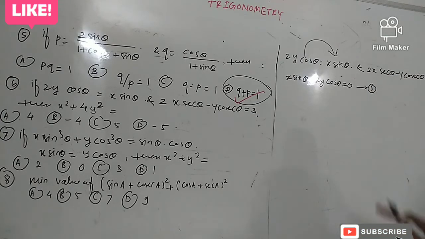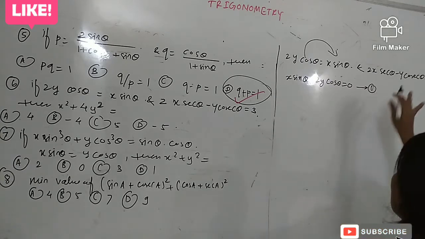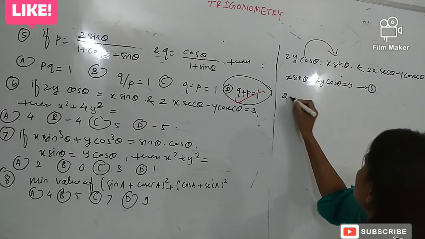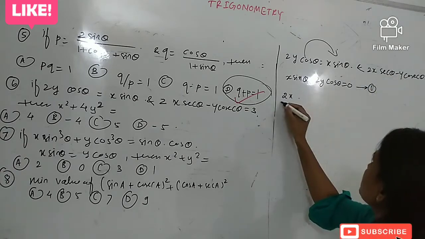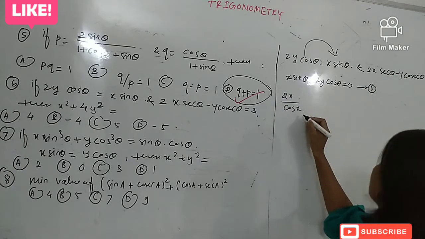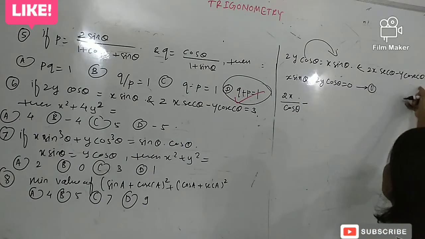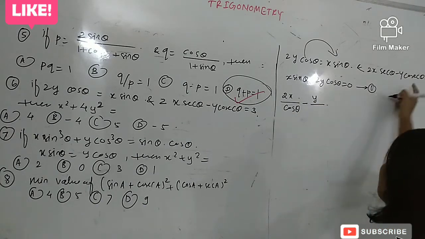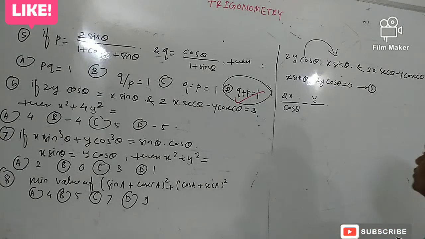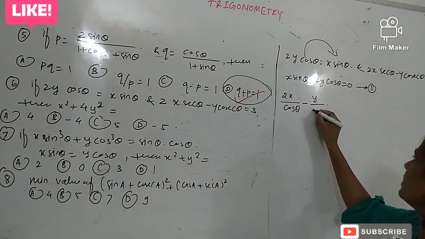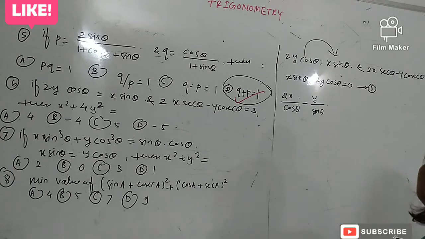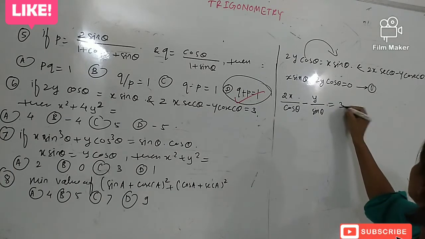So first I convert this sec and cosec in terms of sine and cos. So how can I convert? 2x sec means it is 1 upon cos. So I can write this as 2x divided by cos theta. Then minus y cosec means it is 1 upon sine. So I can write this as minus y divided by sine theta is equal to 3.